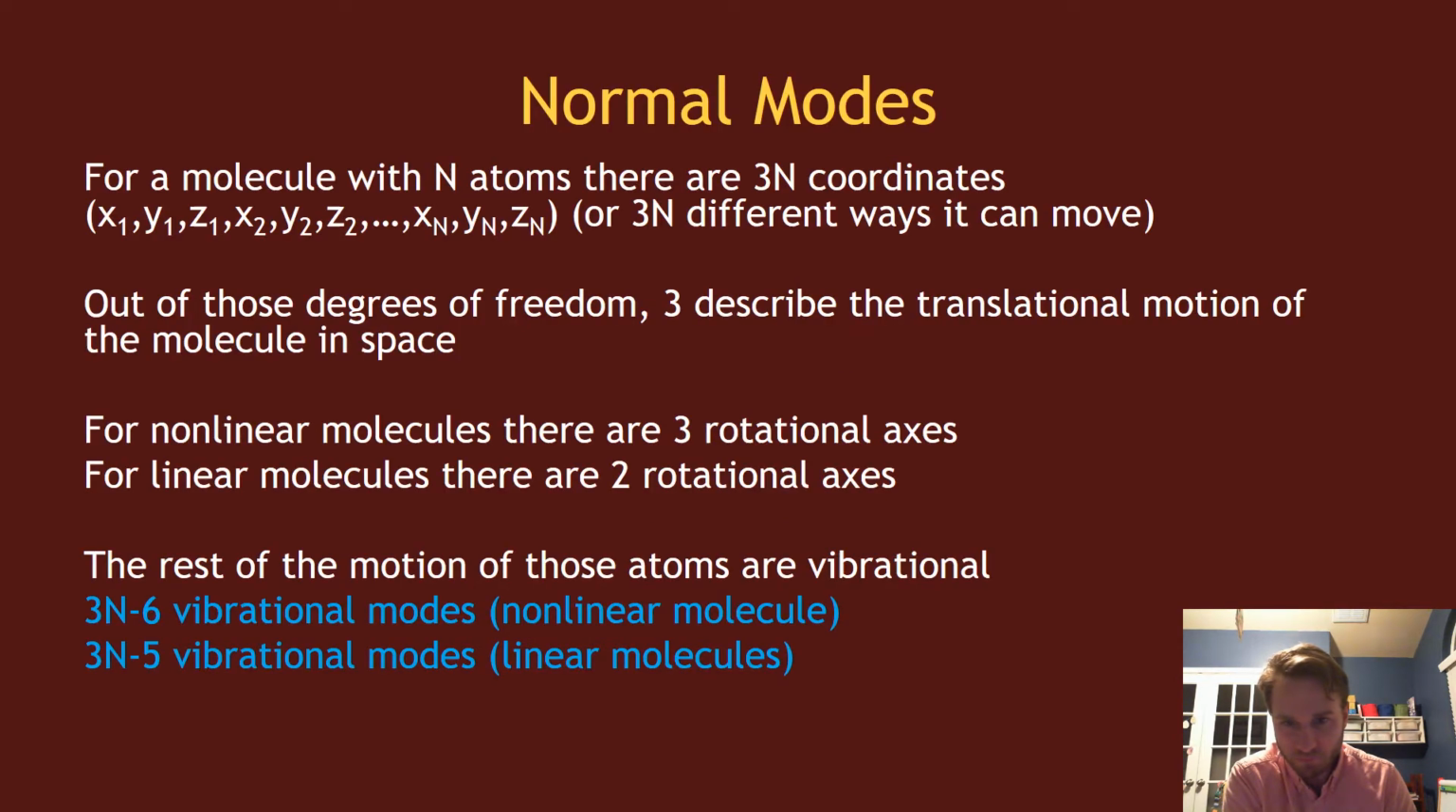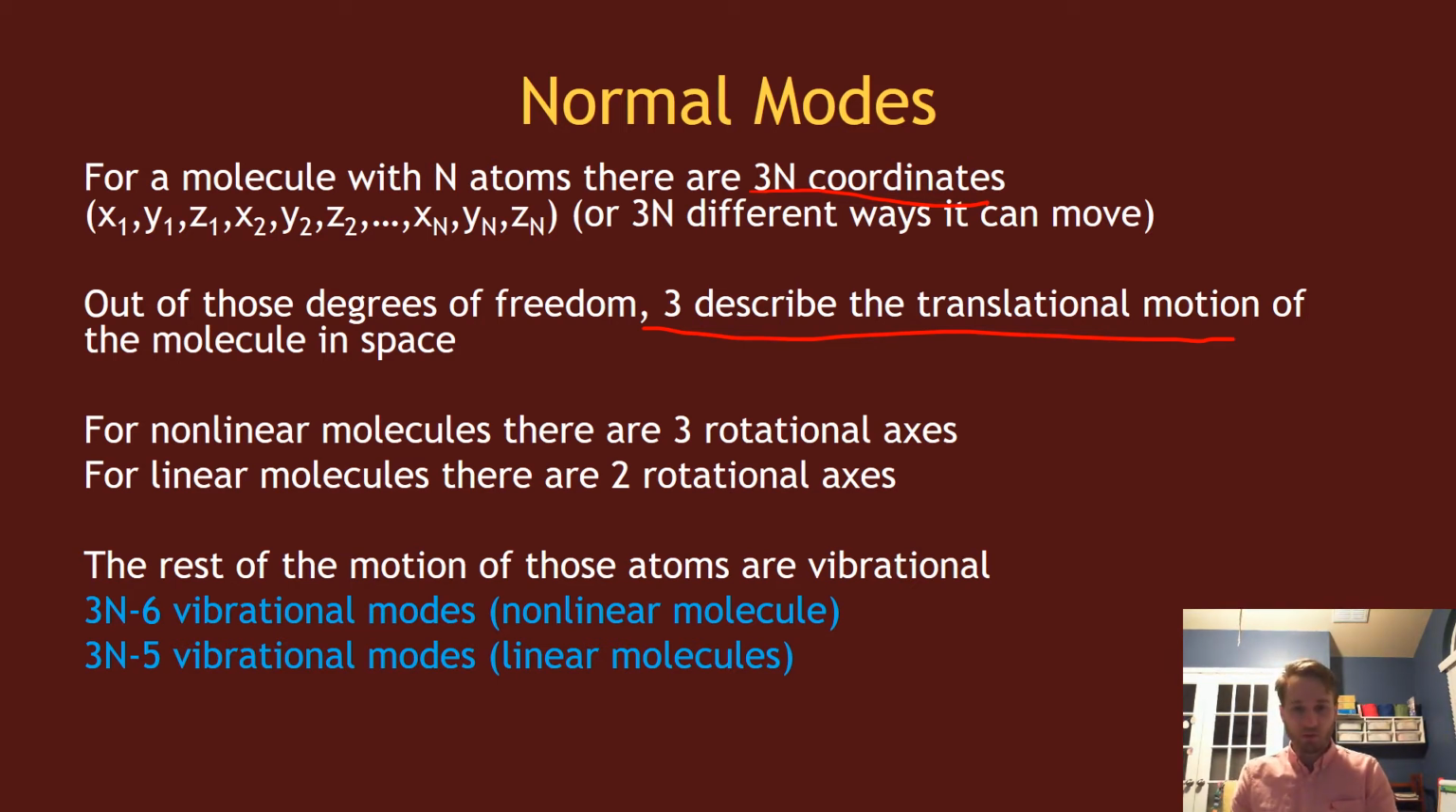molecules. If I have some molecule, there's a total of 3n coordinates that it can have. There are x, y, z coordinates for each atom in that molecule. Three of those degrees of freedom can be related with just the translational motion of the molecule. If all of those x, y, z coordinates move the same amount in one direction, that's just translational motion of the center of mass of this molecule.